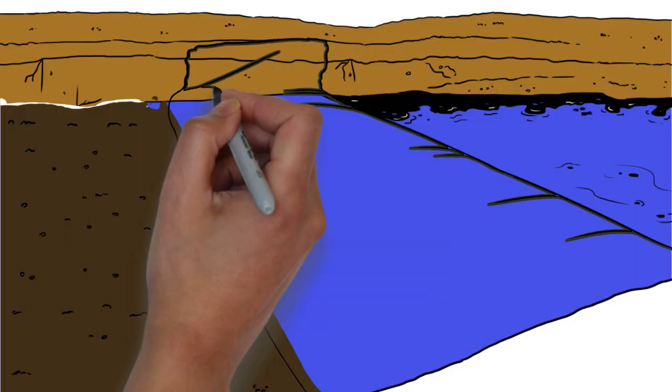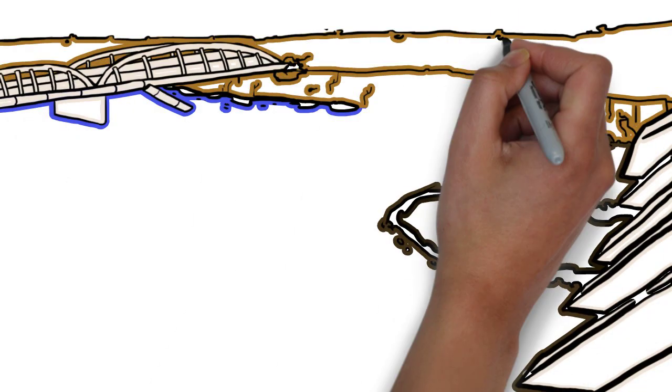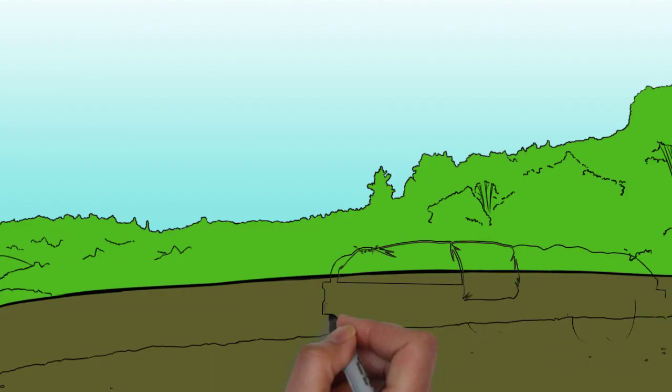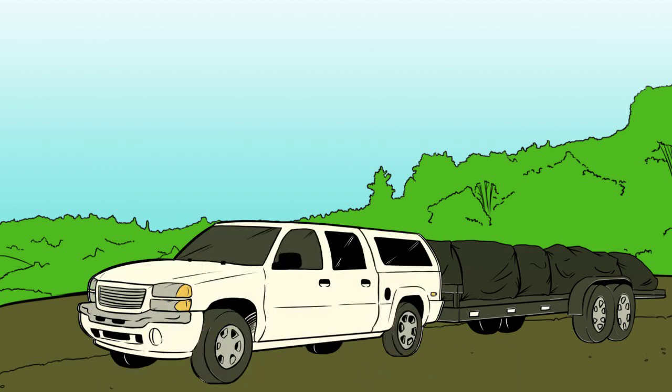Step 6. The water is pumped from the dry side to the wet side of the dam. Step 7. The work for the project at hand can now get done on the dry side. Step 8. Empty the dam, roll it up, put it on the trailer, and move it to the next job.